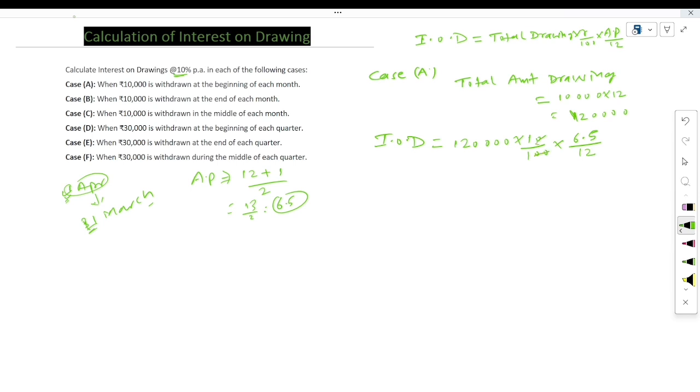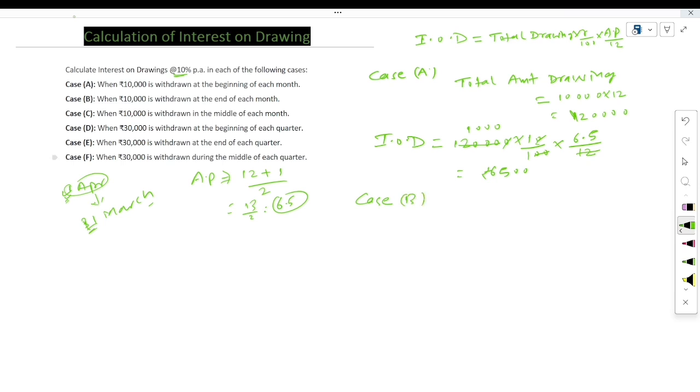Now you can solve this question. Whatever the answer is here, this will be your interest on drawing. Your interest on drawing will be 6,500. So this is the first case. Now come to the second case, case B. What is happening here?